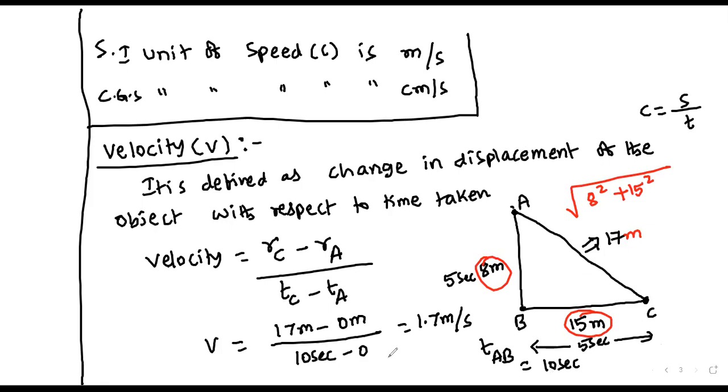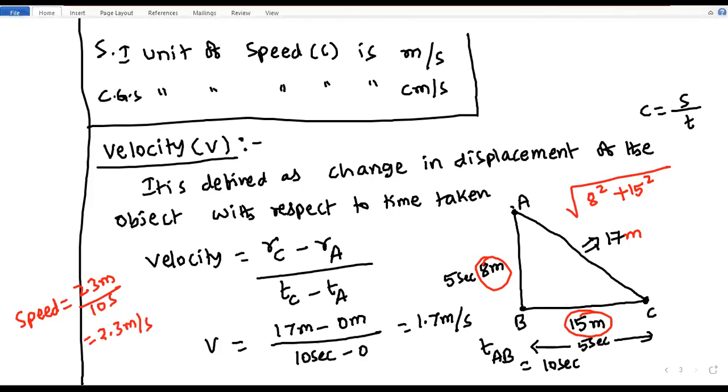Speed means the total distance traveled from A to C. Distance is 8 plus 15, 23 meters, divided by 10 seconds. That is approximately 2.3 meter per second. So we can say that velocity is less than speed.